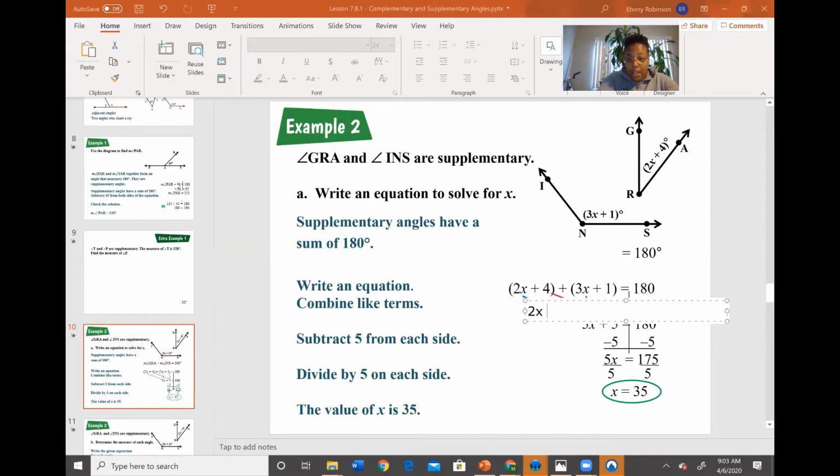2x plus 4 plus 3x plus 1 equals 180. Okay, so that's the step they took away. Hold on, let me change the font. Okay, so in red, that's the step they took away. So 2x plus 4 plus 3x plus 1. Because there was nothing to distribute on the outside of there, like a 1 out there. There's nothing out there. So I can just bring it out of parentheses and I can do that.